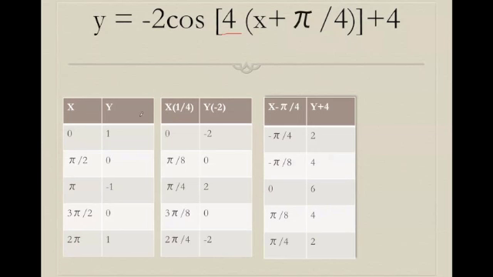Then for our y values, it's times our a value. So y times negative 2. So 1 times negative 2 gives us negative 2. 0 times negative 2 gives us 0. Negative 1 times negative 2 gives us 2. 0 times negative 2 gives us 0. And negative 2 times 1 gives us negative 2.